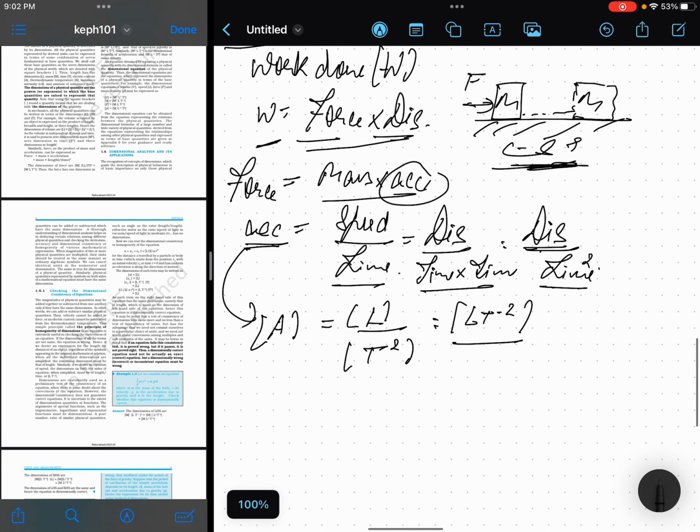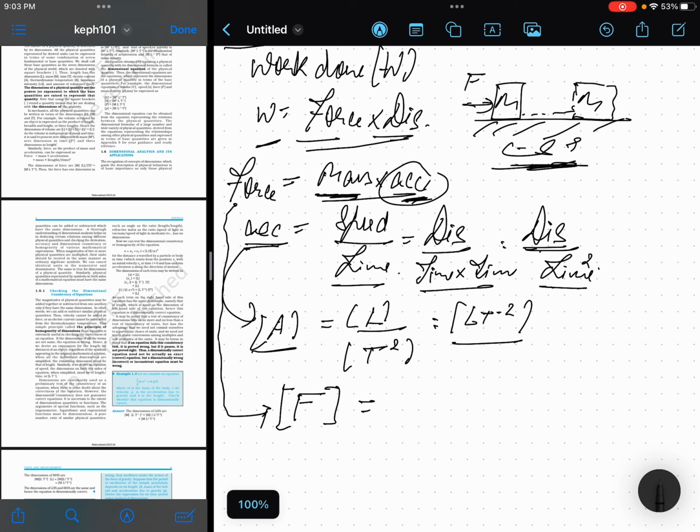All right. If we try to write the dimension formula of force now, let's say that force we are representing as capital F closed in square brackets. So it will turn out to be the dimension formula for mass into the dimension formula of acceleration. Dimension formula of acceleration we have found over here as LT minus 2. So the dimension formula of force will be mass into LT minus 2. This is the dimension formula of force.